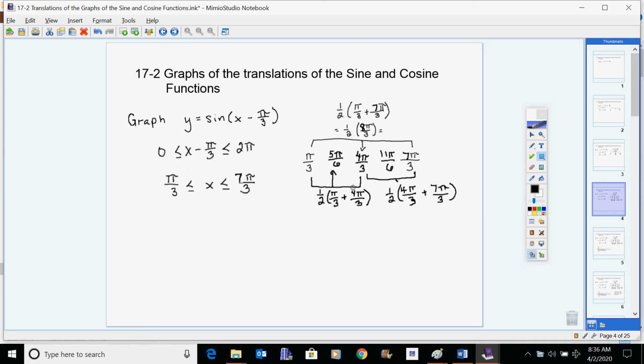But anyway, back to our idea of making sure that we're getting nice even increments. You add and multiply by a half. Add and multiply by a half to get those middles.